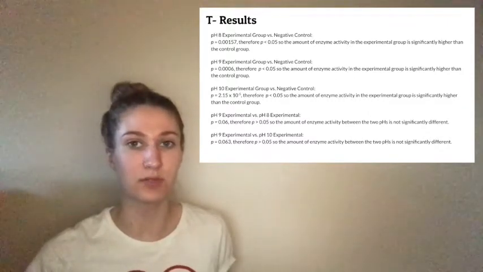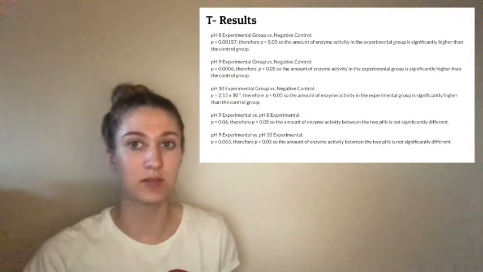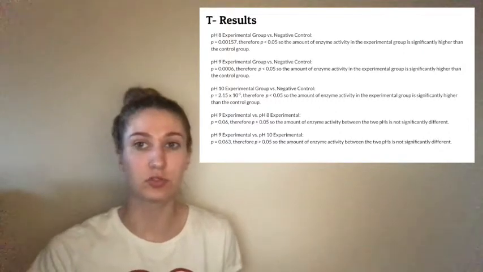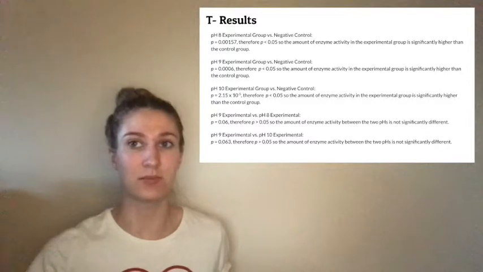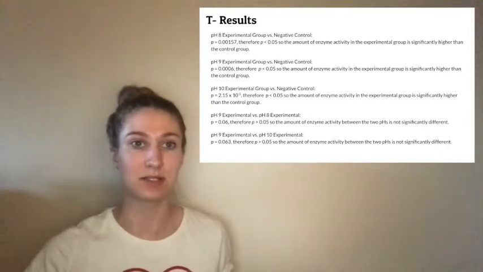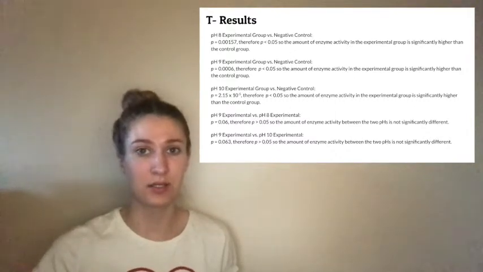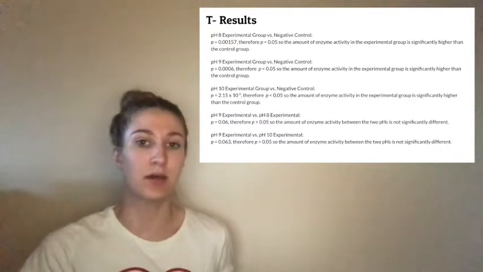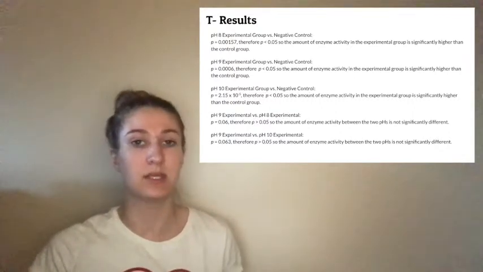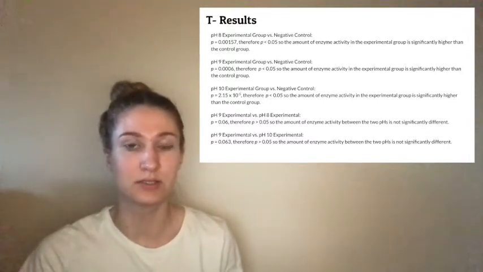And our results did prove this, as the p-value was less than 0.05, so the amount of enzyme activity in the experimental group is significantly higher than the control group, meaning that yes, enzyme activity does happen when an enzyme is present. This is also proven at pH 8, 9, and 10 with the negative controls. And then we tested pH 9 experimental versus the pH 8 experimental, and the p-value was a lot greater than 0.5.